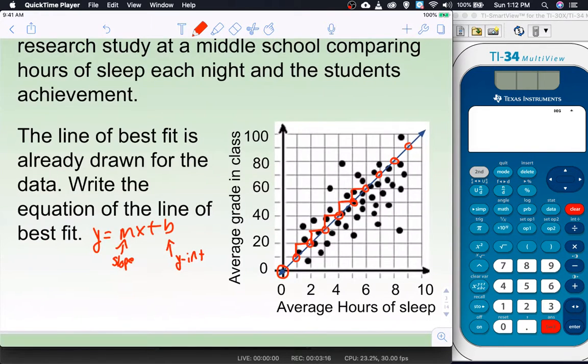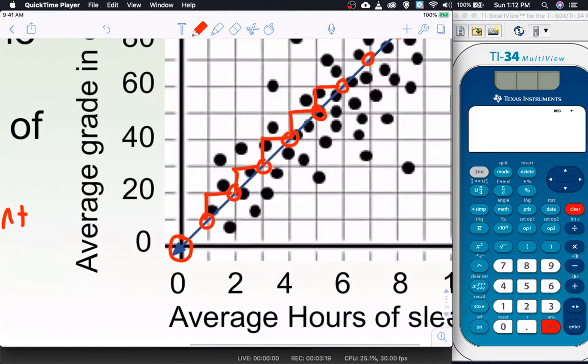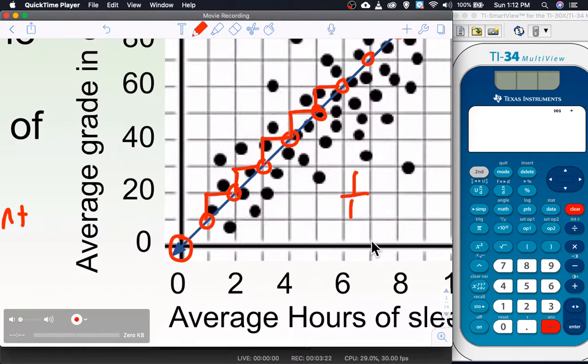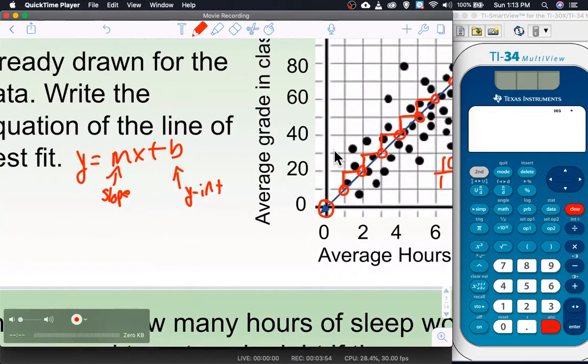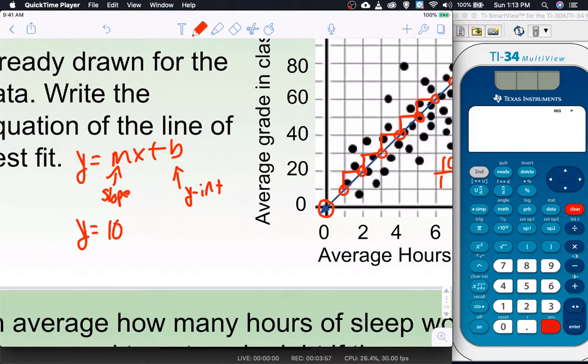But I'm going to remind you that this slope is not 1 over 1. We talked about this when we were doing functions: you have to pay attention to the scale as much as the boxes. So this up 1 box is not up 1 unit. The y-axis is counting by tens: 0, 10, 20, 30, 40. So this is actually up 10 over 1, from 1 to 2. So up 10 over 1, up 10 over 1, up 10 over 1. So my slope is 10, and y equals 10x.